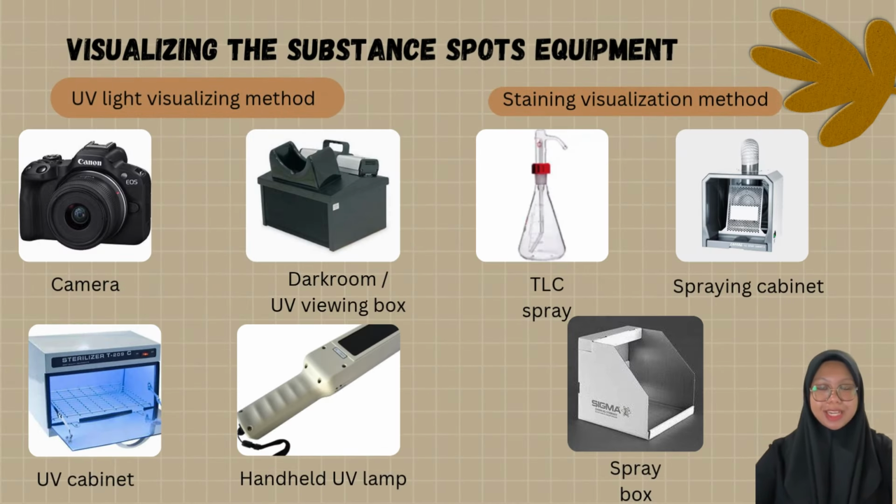After developing the TLC plate, the next step is to visualize the spots where the substance separates. This helps us to identify the components present. There are two main methods of visualization. First, by using UV light. These include tools like a camera to capture the TLC result, a dark room or UV viewing box to safely observe the fluorescent spots, a UV cabinet for controlled exposure, and a handheld UV lamp for flexible, close-up examination of spots that fluoresce under UV light.